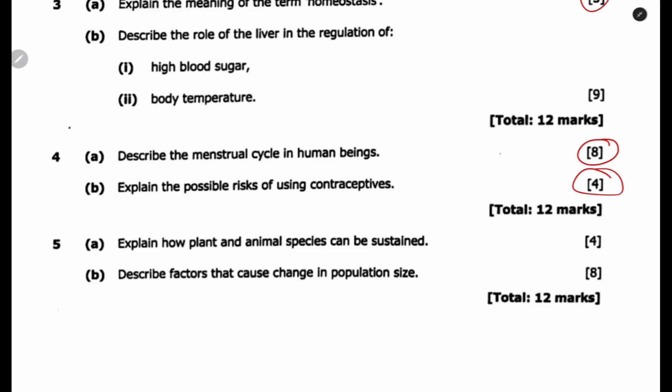So these questions that you are seeing, some of you might say, no, they cannot be repeated. You might find the same question. So to be on the safe side, you just have to know them. Or the topic might be repeated.